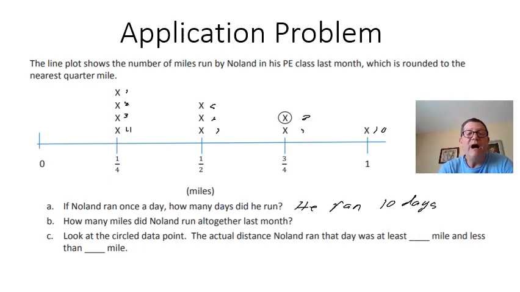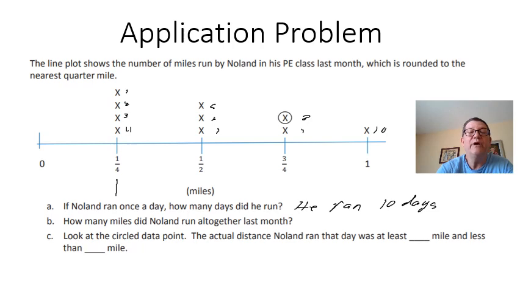Then next is how many miles did he run altogether last month? Well, this isn't going to cause me to have to add everything up. But if I use the line plot, it makes it simple. Because I can see here I have 4 quarters. 1 quarter, 2 quarters, 3 quarters, 4 quarters. And that's going to equal 1 whole right here.